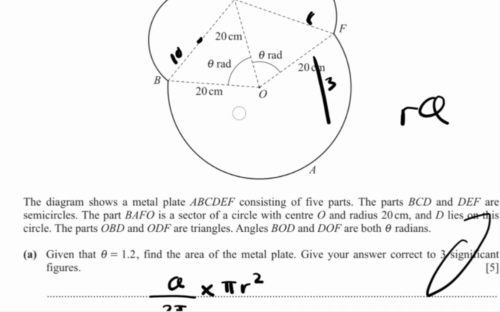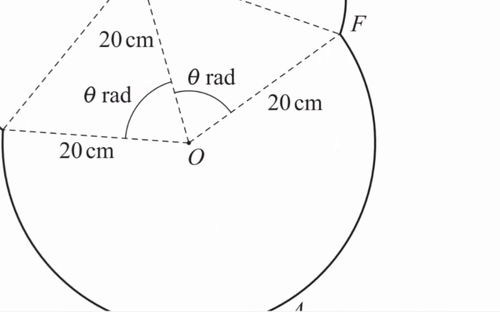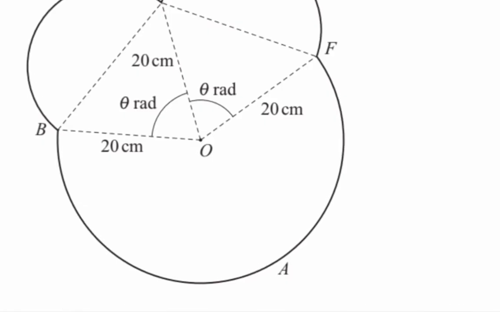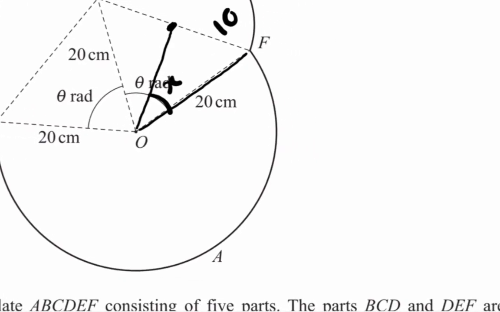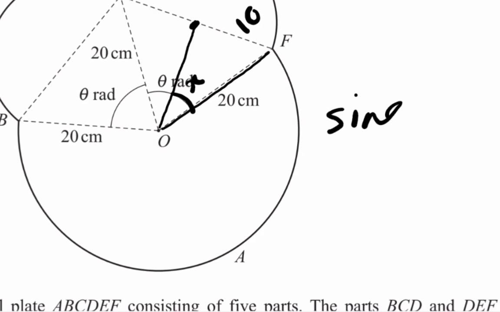Right, and this time we are not using theta equals 1.2 because that was specifically for part A, and for part B we have to get our own value for theta. So now we know that r for this is 10, and this is 20, so we can surely get this part, which we can call x, which is half of the theta. So we're still saying sine theta is 10/20.